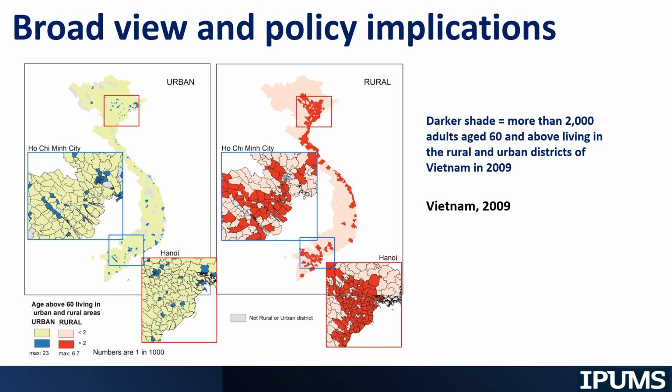Another example of policy implications. So again, we are looking at older population above 60 living in urban areas and in rural areas. And you can see the distribution in the rural areas are along the sides of the country, and you can see the distribution in the urban areas and how they are concentrated on the two main cities in the urban areas.